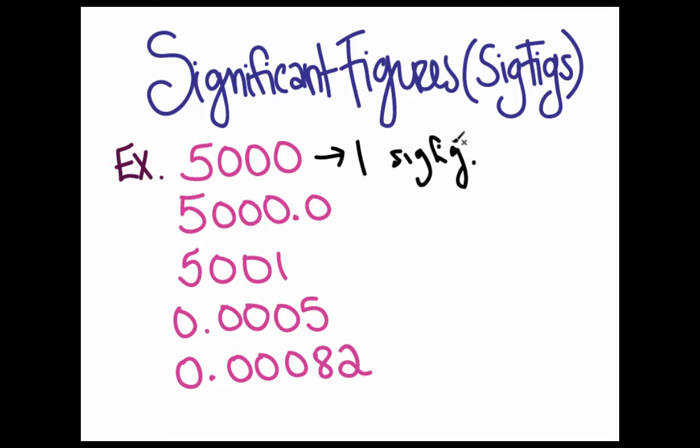So one sig fig. Whereas here we've got 5,000 decimal 0. This decimal means that all of these digits are now significant. So this has 1, 2, 3, 4, 5 sig figs. The next example, 5,001. Because there is a digit here, the 1, this will result in these two zeros counting as significant. So this here would be 4 sig figs.